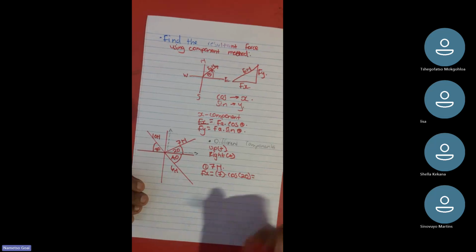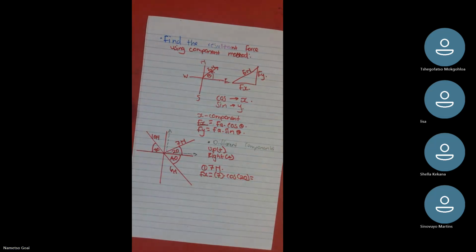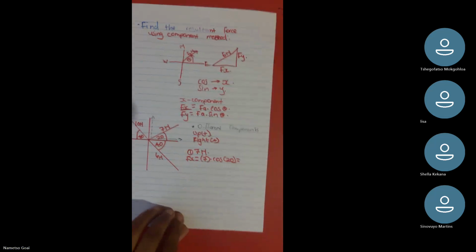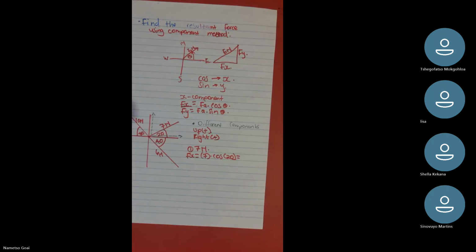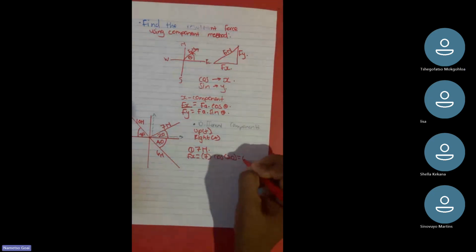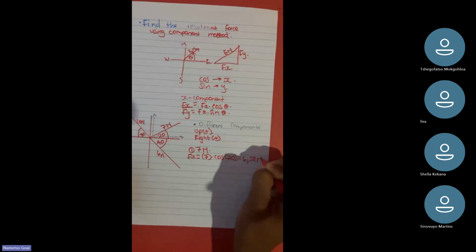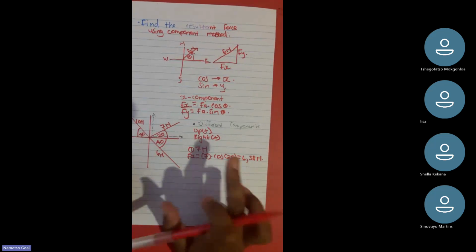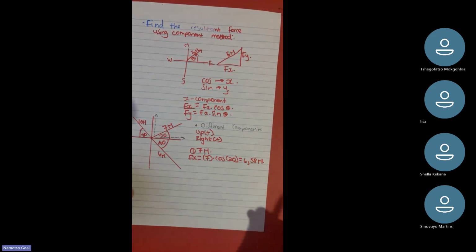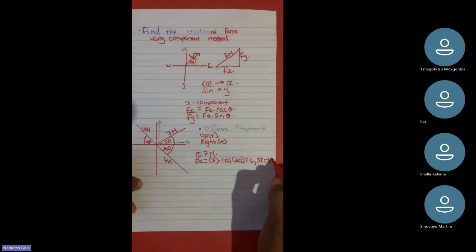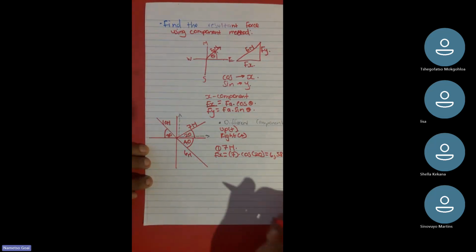Can somebody punch this into the calculator for me? 6.58 Newton, right? So this would be your Fx for the 7 Newton. Look at it, it's going up. You're going to say up. Indicate up. You'll see why it's beneficial once we come back.